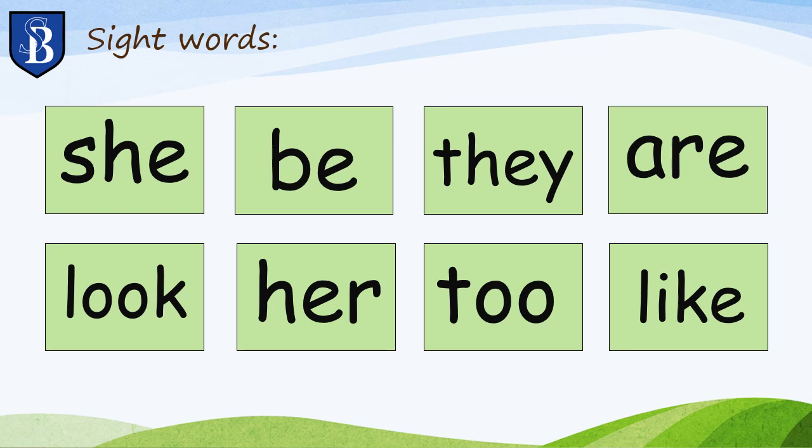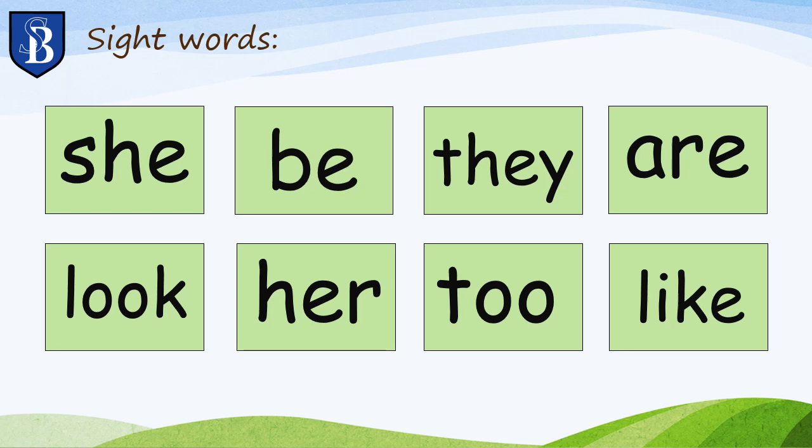Well done if you were able to find the word like. Be. There's only one word that has the B sound, be, with a letter B at the beginning. Here it is, be, on the top line. Look. There's the word look in the bottom left-hand corner.